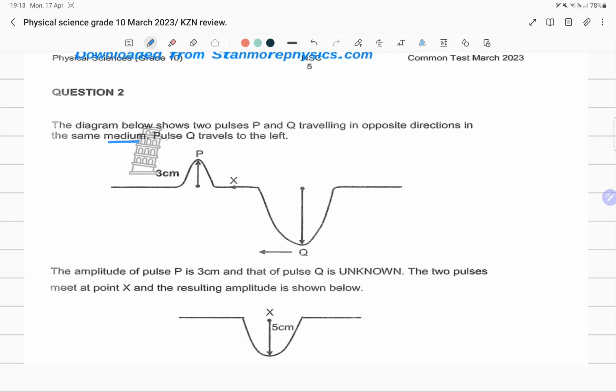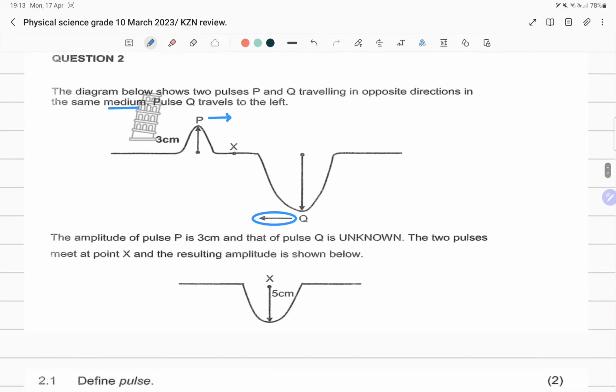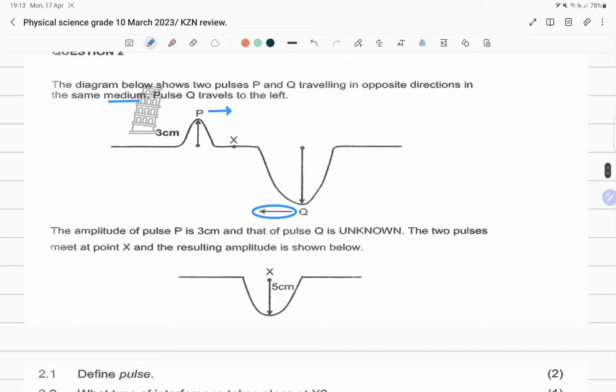Okay, now pulse Q travels to the left. All right, so you can see here they've shown us the direction of travel, and if this is traveling to the left, it means pulse P is traveling to the right. Okay, that's what it means. Now let's look. The amplitude of pulse P is 3 centimeters, and that of pulse Q is unknown.